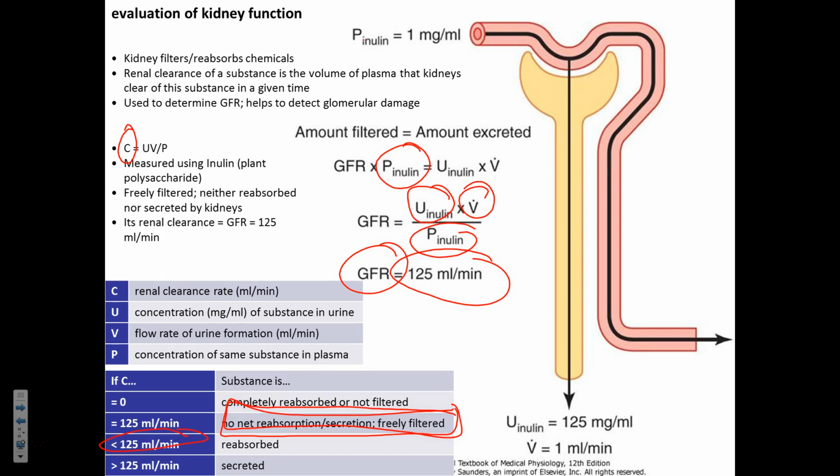Do you understand what I said? You got it? I'm going to ask you questions about this. I'm going to give you an example of a compound. I will give you its renal clearance, and I will ask you what it means. Is it fully reabsorbed? Is it partially reabsorbed? Is it freely filtered? Is it filtered and secreted on top of that? Do we understand that?